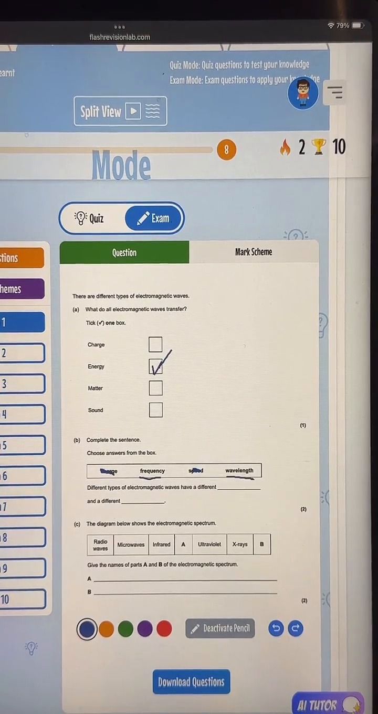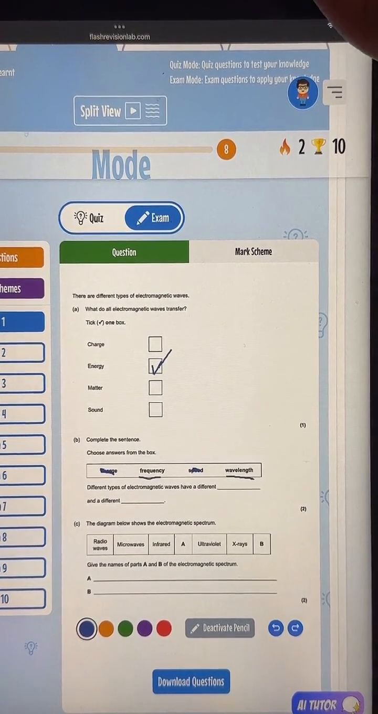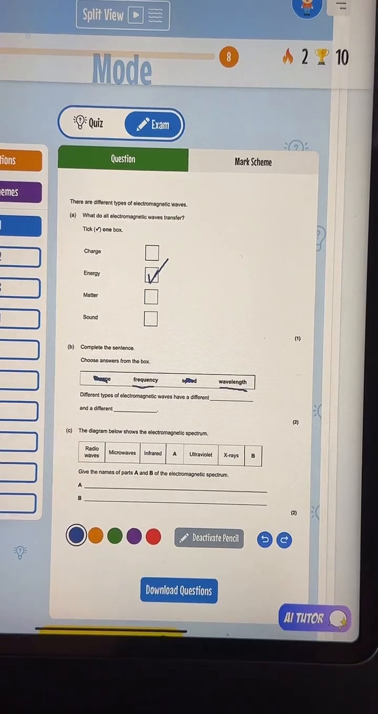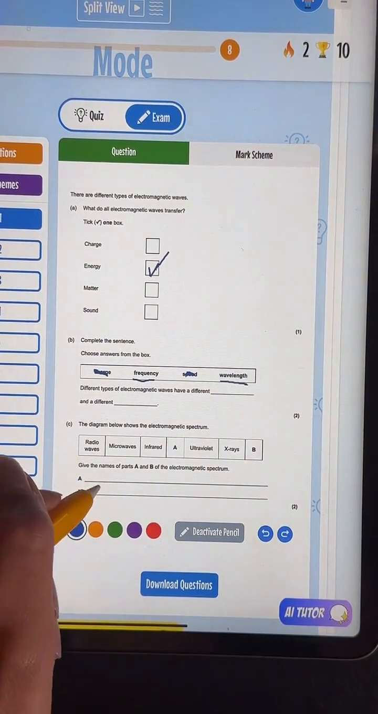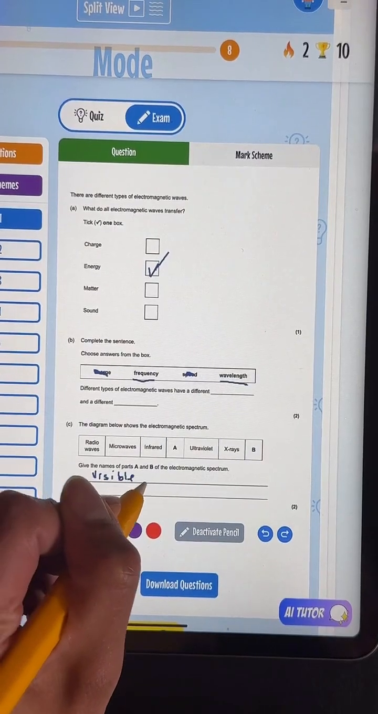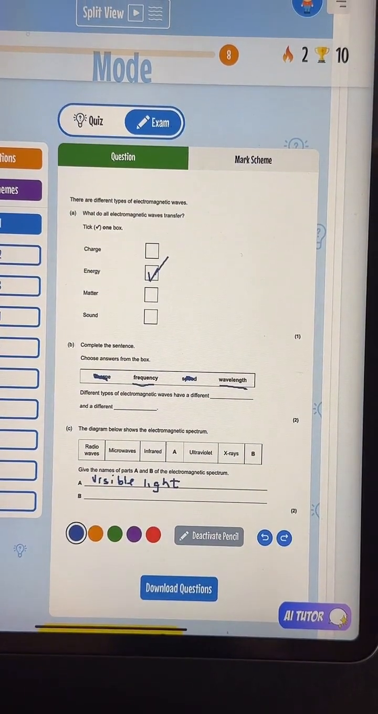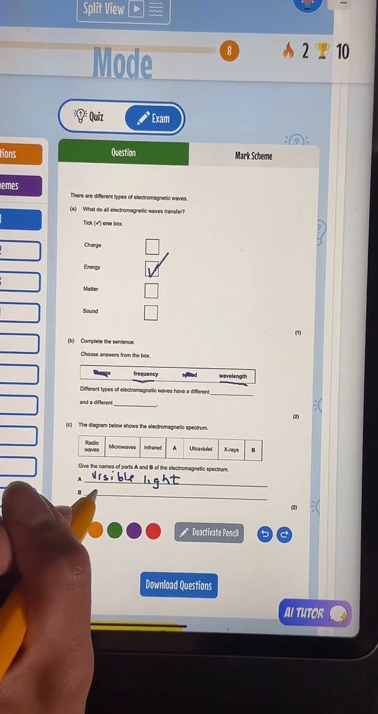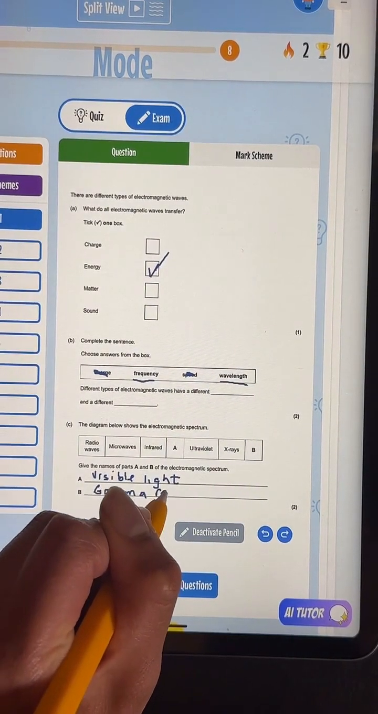Anyone have any ideas on what this is? So Sophie, you've said visible light. Is that for A or for B? There are two, so you've got gamma ray as well. Sophie says gamma ray and visible. Anyone have any difference? So visible for A, yep, you're both correct. That would be visible light. So A is visible light, and then B, correct, is gamma rays. Well done.